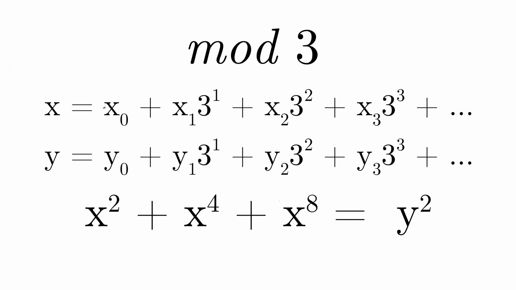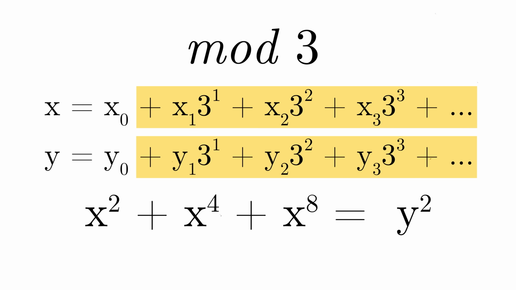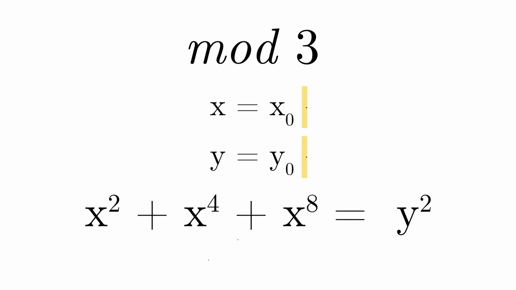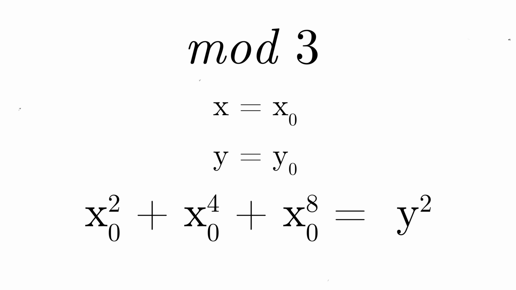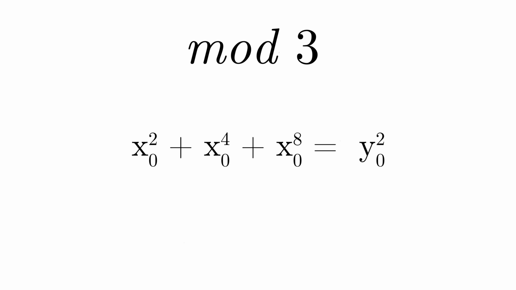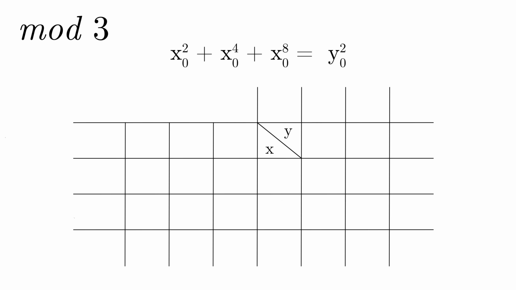So first, let's try to solve the equation mod 3, and since all the higher terms are divisible by 3, they're all 0 if we're working mod 3. So we're left with x0 squared plus x0 to the 4th plus x0 to the 8 equals y0 squared. And this will allow us to find the values of x0 and y0 that satisfy the equation mod 3. Now we know that x0 can be either 0, 1, or 2, and y0 can also be either 0, 1, or 2.